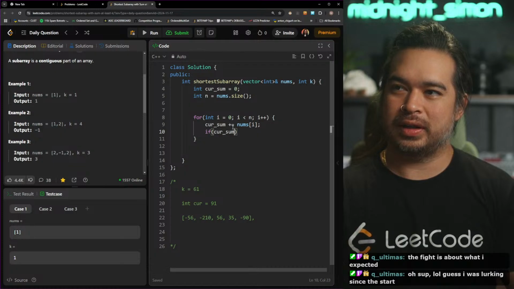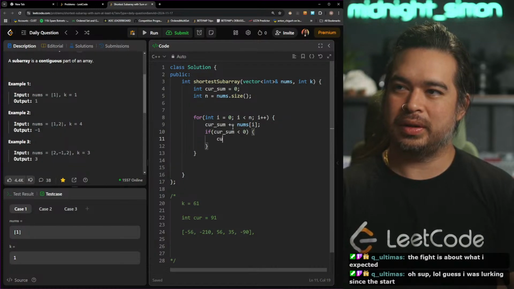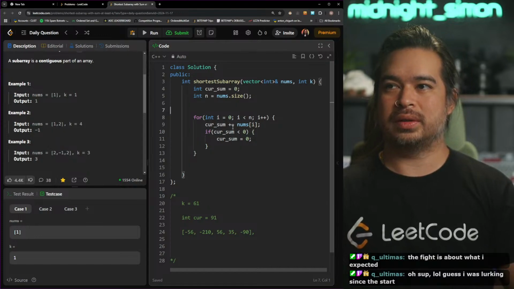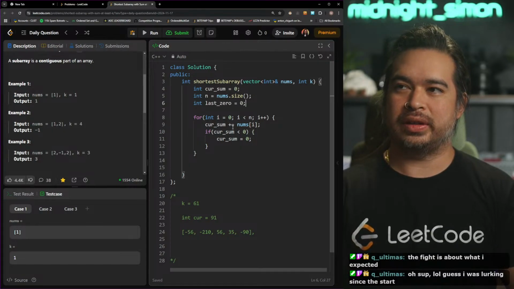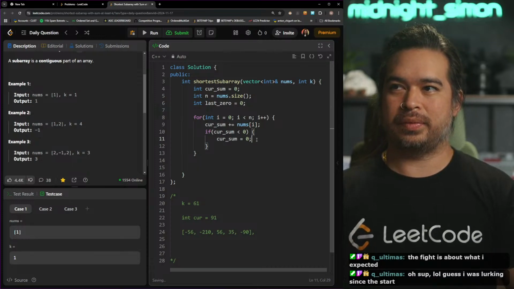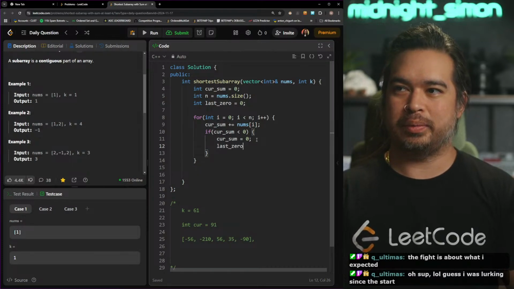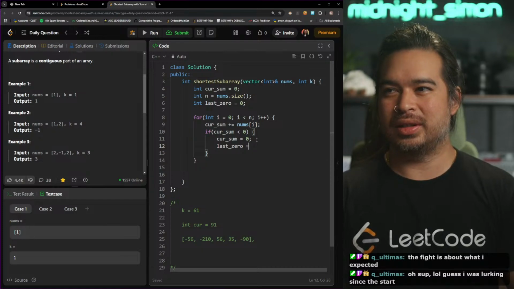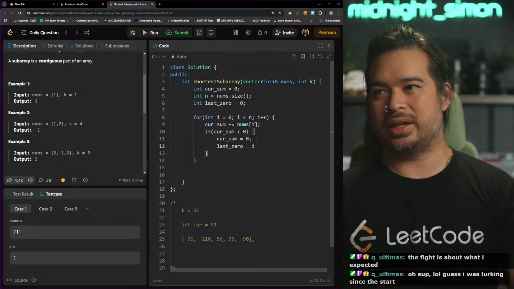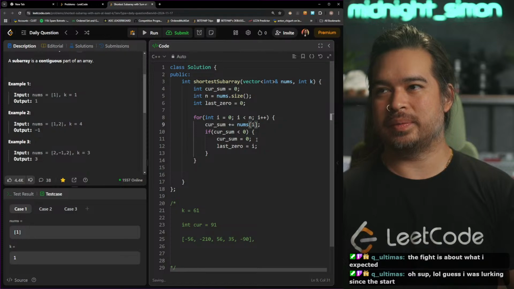So this is Kadane's. If current sum is below 0, then current sum equals 0. I don't think this is gonna solve the problem, but maybe it might be a step in the right direction. I'm not too sure, man.